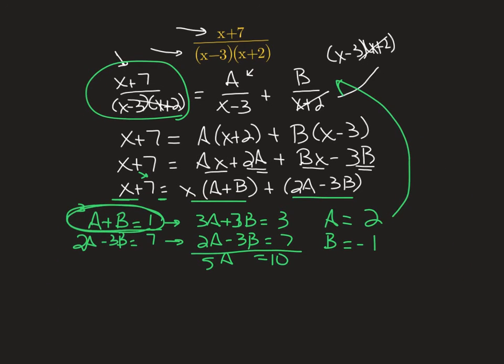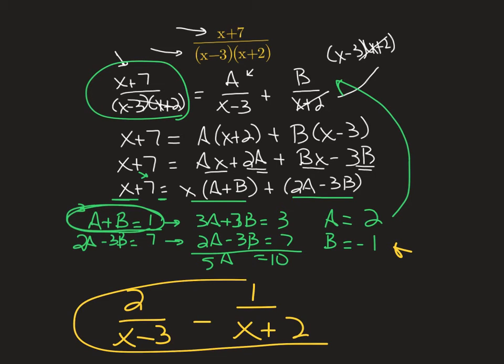My final answer is going to be 2 over x minus 3, minus 1 over x plus 2. I'm going to put a minus sign because it's a negative 1. All I did is put the 2 and the 1 where my a and b were in the top equation. I know that's a weird looking slide. Hope you followed me. If not, I'm going to show you one more.